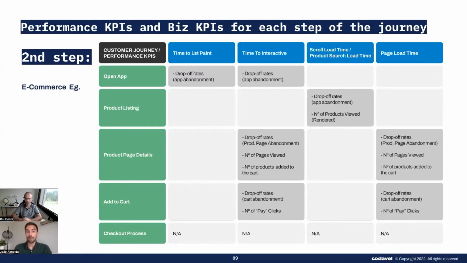Assuming all goes well, the products load and the user will pick one, the product that interests them the most, and will be taken to the product page of that product. In this page, we need to pay attention to how much time it takes to become interactive and how much time it takes to load the full page. Again, we need to pay attention to what the drop-off rates are at this stage, what the product page views were, and what products were actually added to the cart.